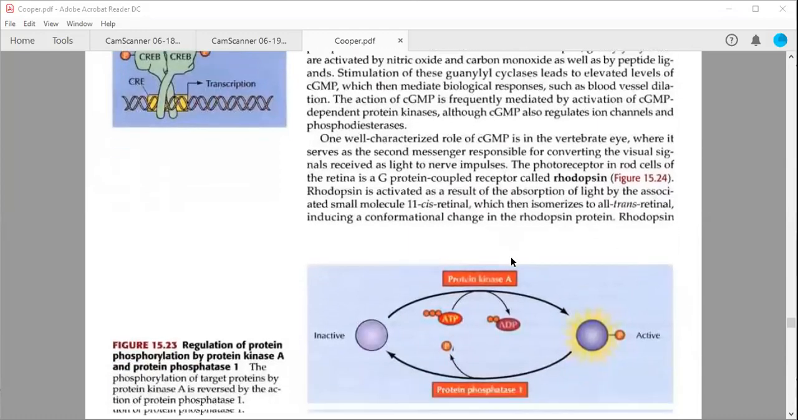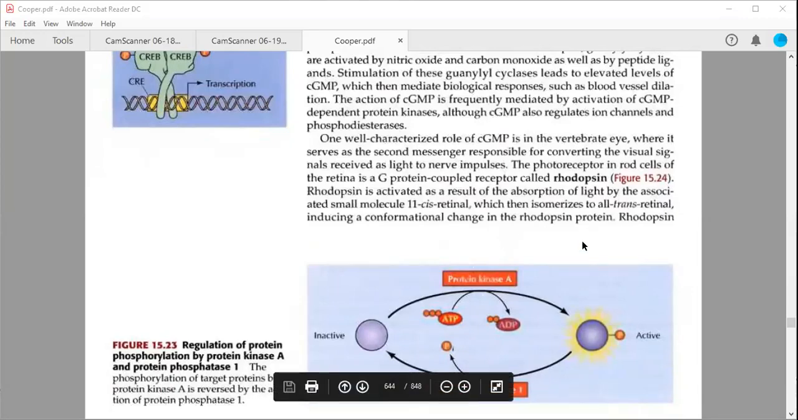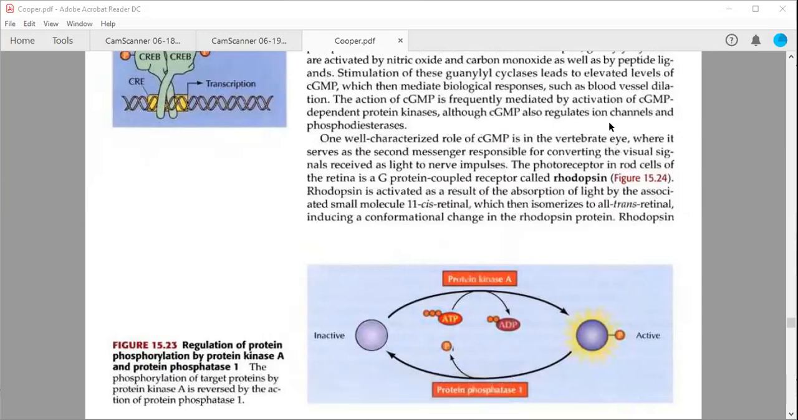Now, what is actually happening here? See here. One well-characterized role of cyclic GMP is in the vertebrate eye, where it serves as a secondary messenger responsible for converting the visual signal received as light into nerve impulses. So it converts your light signal into nerve impulses so that your brain can study these impulses, and you are able to analyze the things you see.